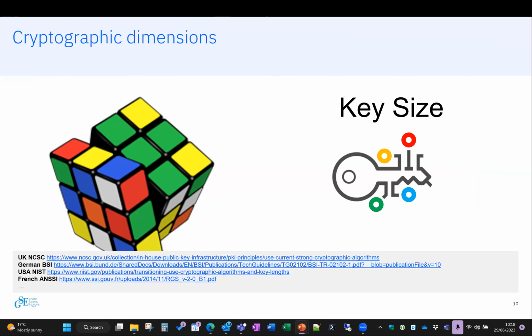The second important crypto dimension to take into account is the key size. The longer the key size, the more secure the encryption is in regard to brute force attempts to find a key we don't have. So that's a way to also extend the lifetime of encryption, simply by increasing the key size.